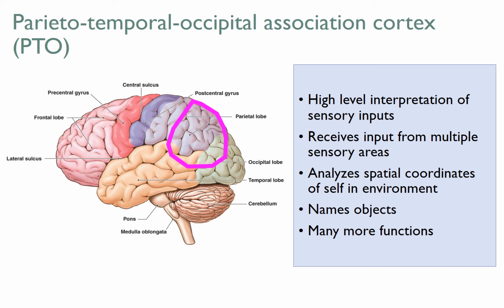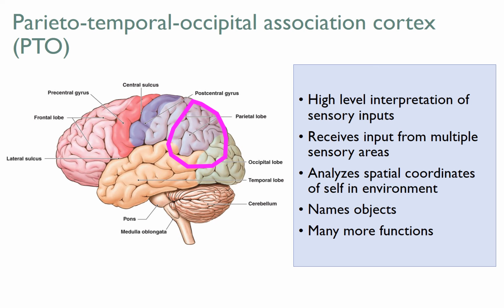But what it does is it does very advanced thinking, if you will. Now, more formally, we call this a high-level interpretation of sensory inputs. So you get sensory input. It goes to the big job area first, the primary sensory cortex. Some information gets sent to the secondary sensory cortex for some processing. And then from there, the information gets routed over to the PTO, not only from the secondary sensory cortex, but from a lot of different primary and sensory cortices.